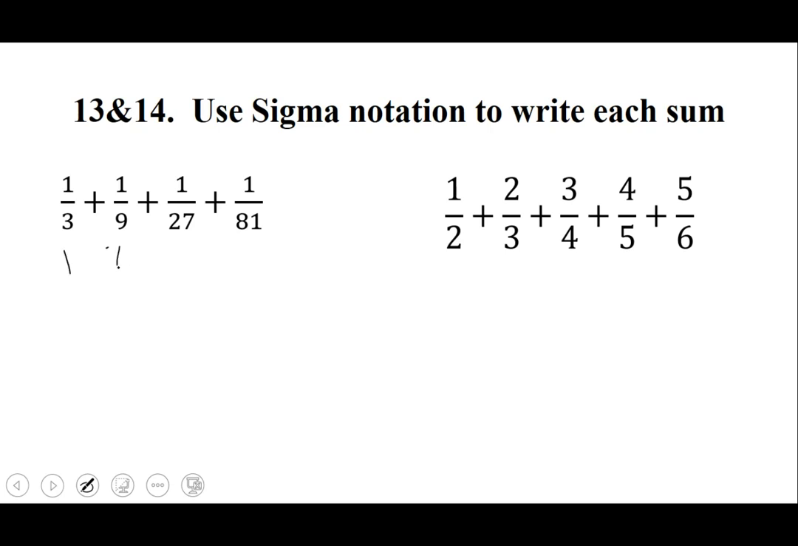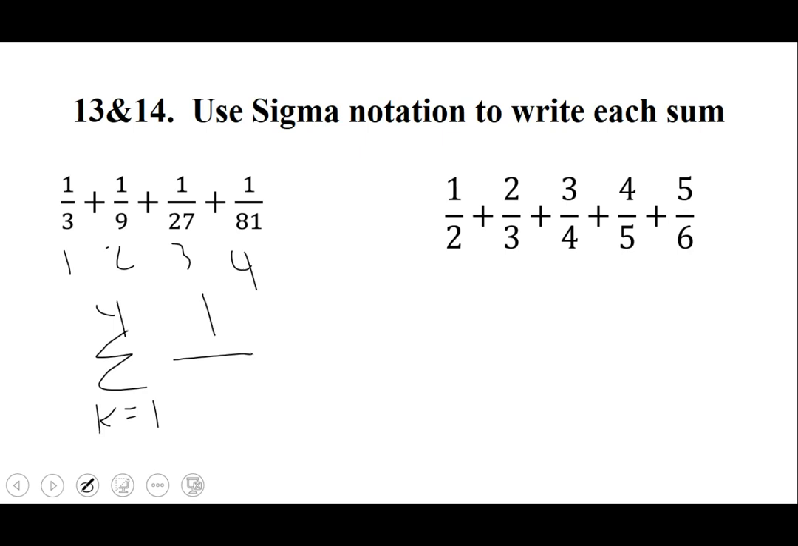So this is 1, 2, 3, 4 terms being added up. So you're finding the sum from 1 to 4. Again, looking at this problem, it's pretty clearly a fraction, and the numerator is pretty clearly always a 1.